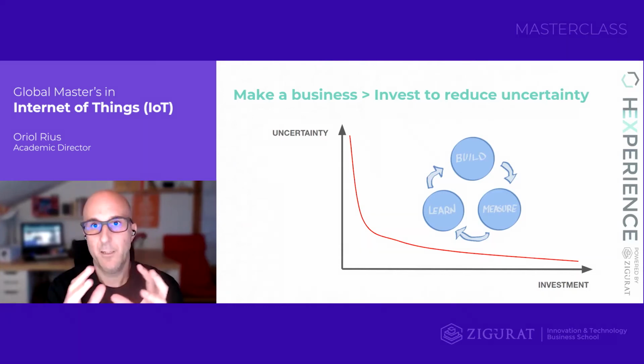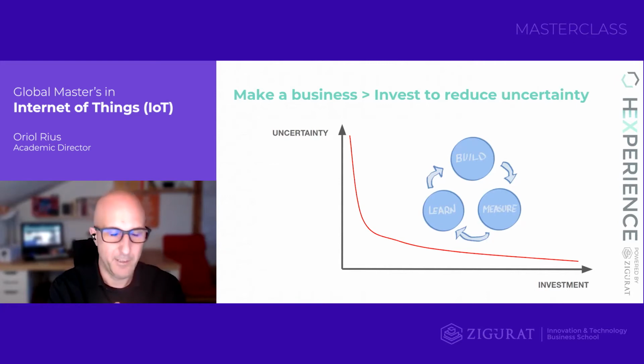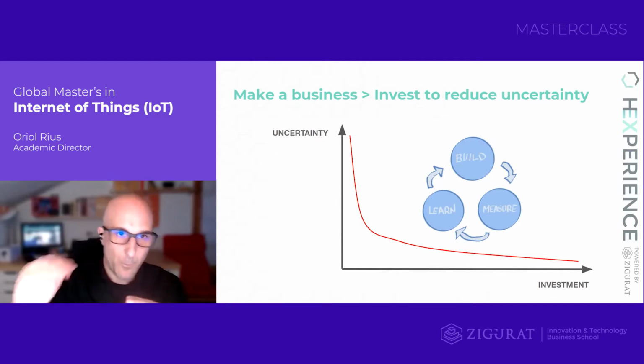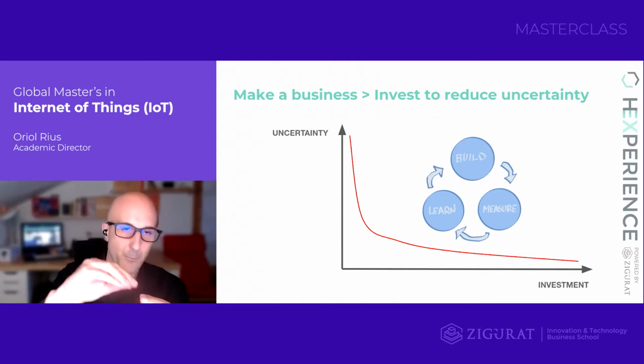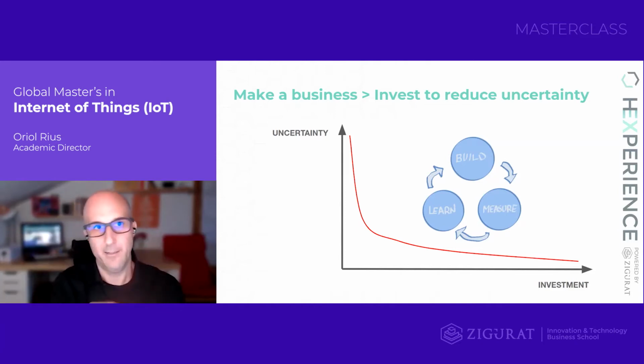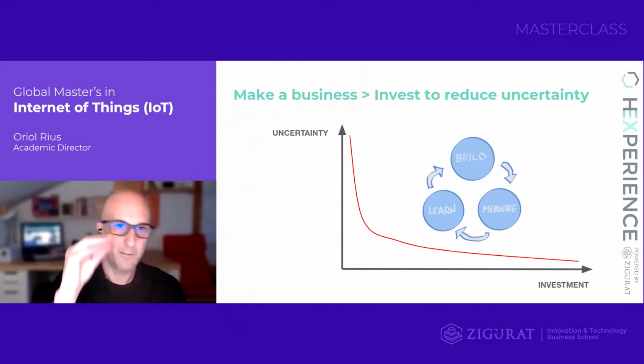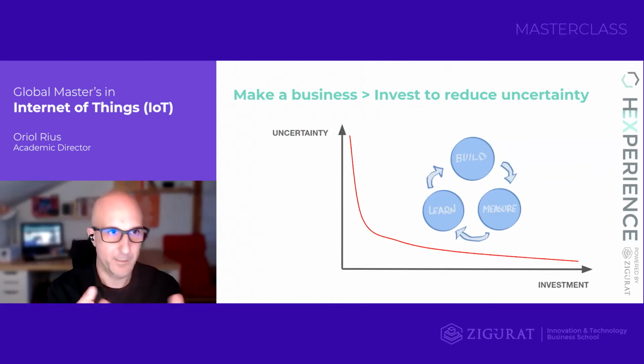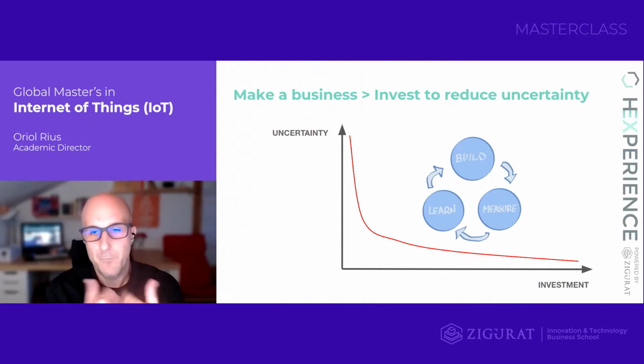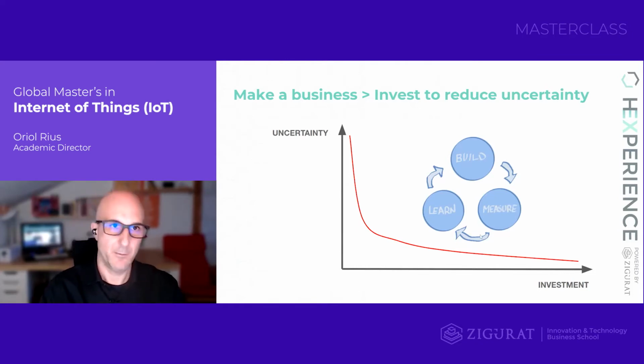Once this is measured, it's time for the insights, it's time for learning. We have to learn whatever result we have received. And with that information, we are ready to rebuild, to start again. And we have to repeat that circle, build, measure, learn, build, measure, learn, as many times as we need for feeling comfortable with the amount of uncertainty that we have pending to resolve. Okay, so this is how to make a business: invest to reduce the uncertainty.